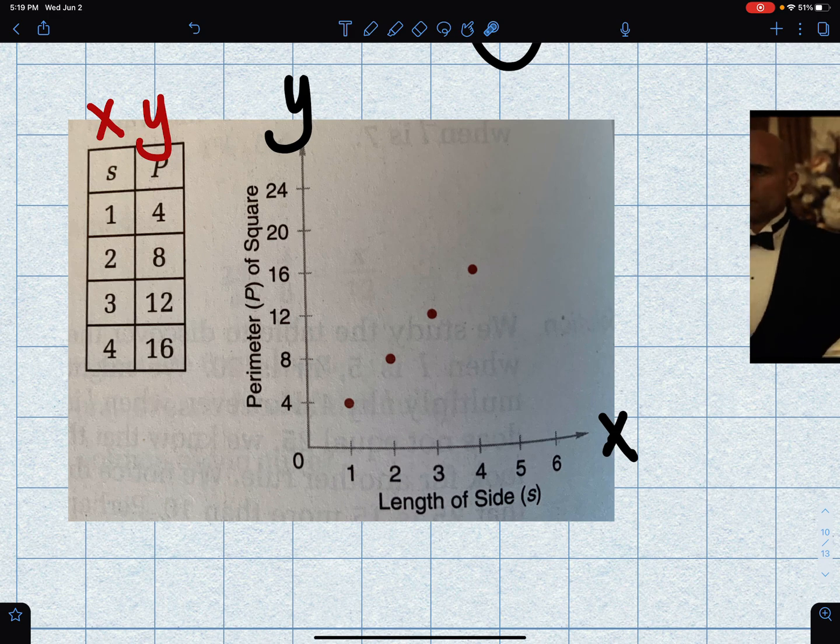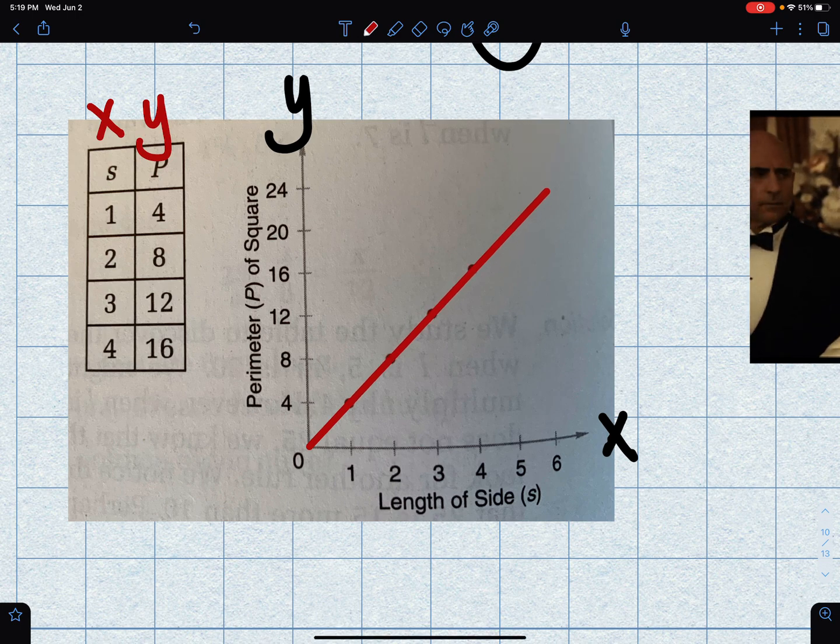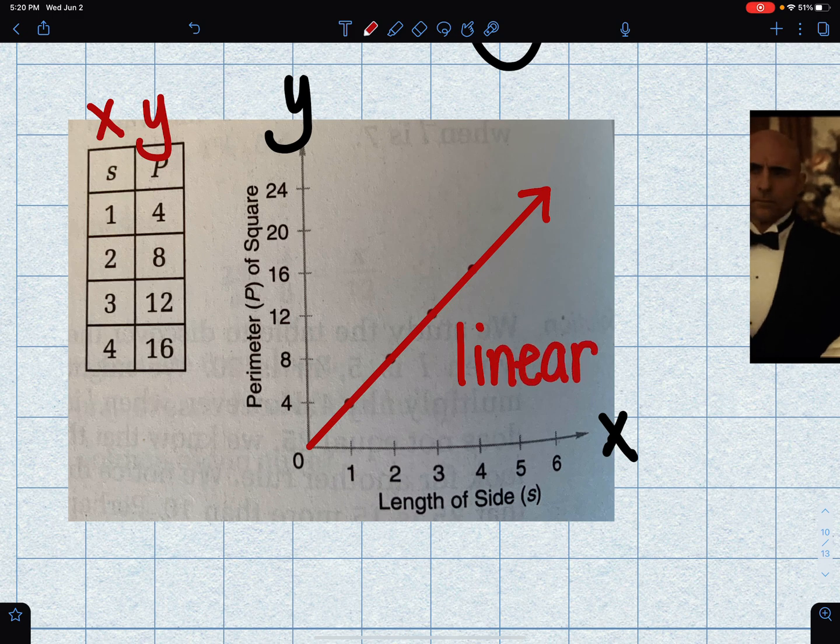And the next thing to do once you have all of these points is that you can hook them together and make a straight line out of it. It turns out that the relationship between the side of a square and the perimeter of a square is a linear relationship. That means it's a straight line.